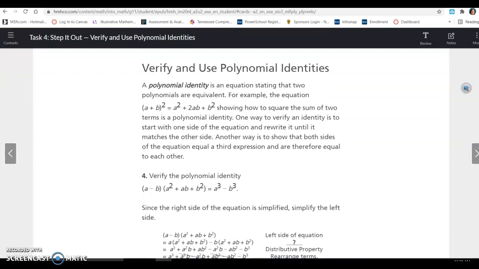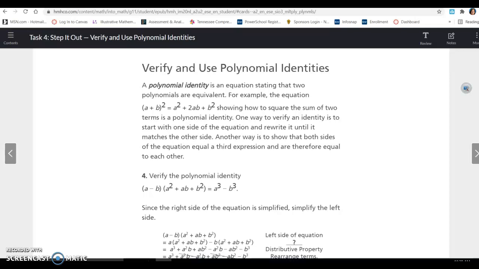A polynomial identity is an equation stating that two polynomials are equivalent. For example, the equation a plus b quantity squared equals a squared plus 2ab plus b squared, showing how to square the sum of two terms, is a polynomial identity. One way to verify an identity is to start with one side of the equation and rewrite it until it matches the other side. Another way is to show that both sides of the equation equal a third expression and are therefore equal to each other.